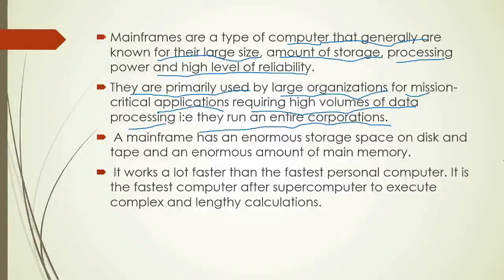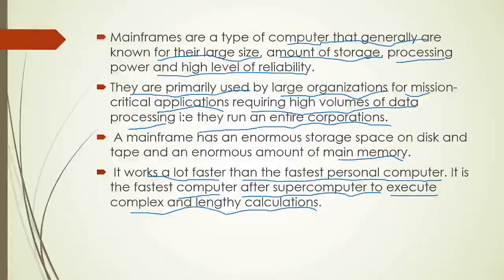A mainframe has an enormous storage space on disk and tape and an enormous amount of main memory. It works a lot faster than the fastest personal computer. It is the fastest computer after the supercomputer to execute complex and lengthy calculations. As I told you, these are called the fastest computers because of high processing power, high amount of storage, and high reliability. And it is also used for complex and lengthy calculations.